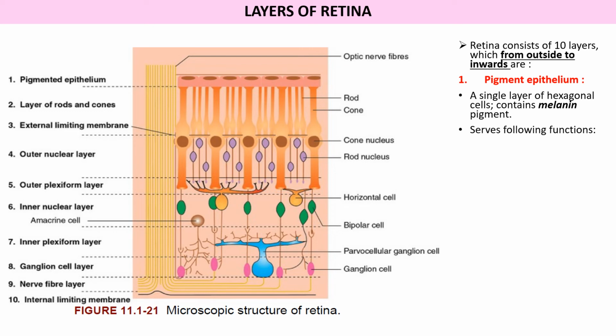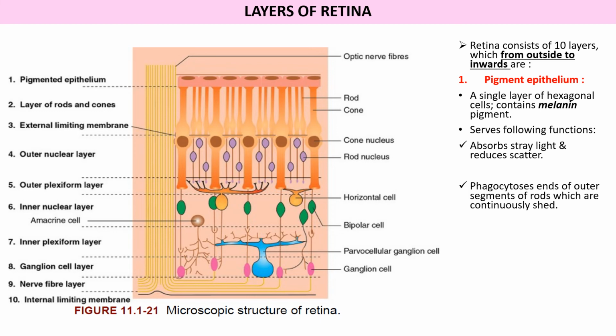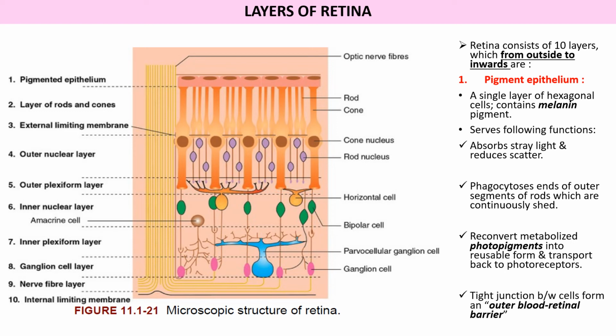The pigment epithelial layer is a single layer that has pigment called melanin. This layer has many functions. It absorbs stray light, reduces scattering of light and prevents blurring of vision. It eats away the outer segments of rod cells, which are shed continuously. It reconverts the metabolized photopigments into reusable form and transports it back to the photoreceptors. Also, the tight junctions between the cells form an outer blood retinal barrier.